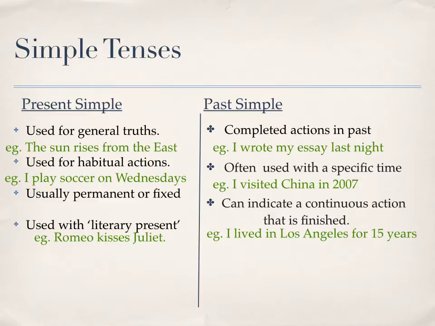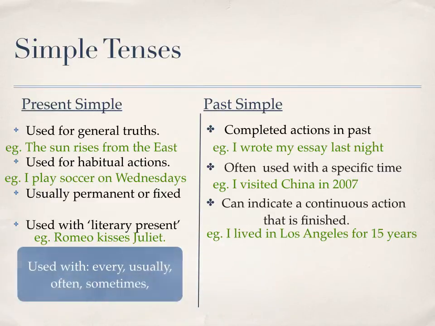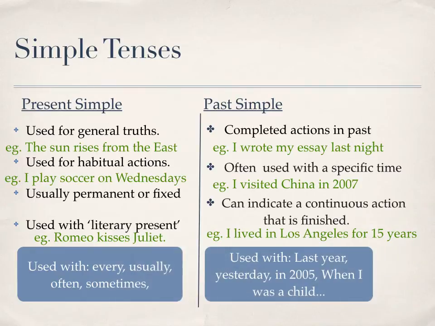Now, when choosing between these two, the easiest way to identify which one to use is to look for keywords. Time markers such as every, usually, often, or sometimes are associated with the present simple, although they can be used with the past simple. For the past simple, look out for last year, yesterday, in 2005, when I was a child, things like that. These will indicate that a past simple is used. So look around the sentence to see these markers and the time that they indicate.